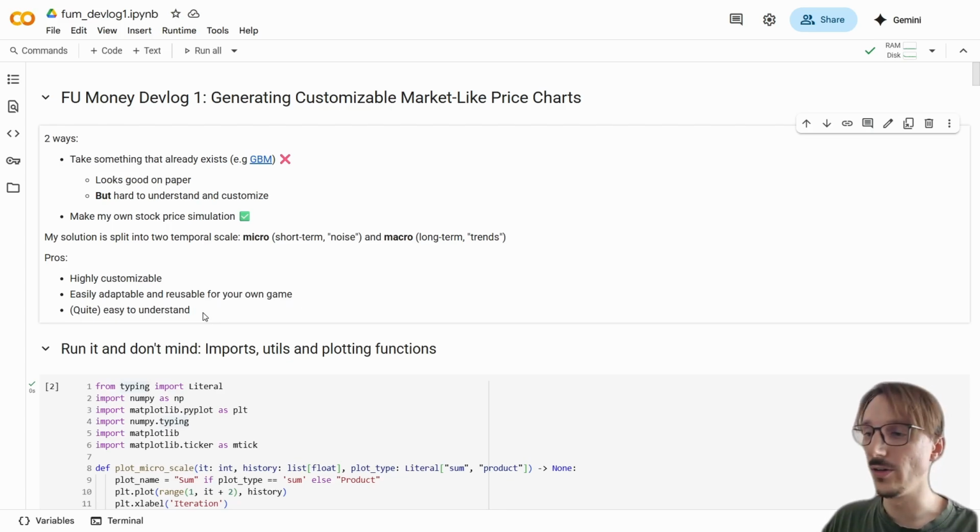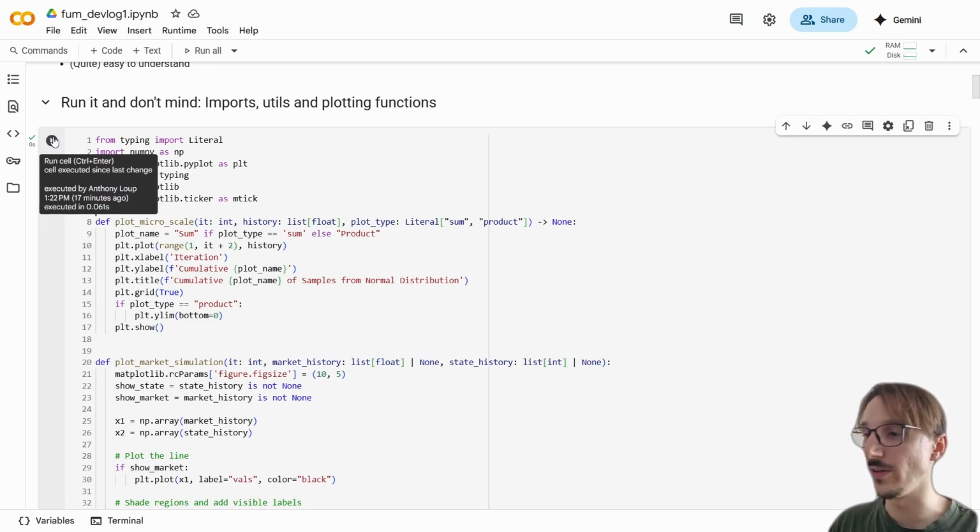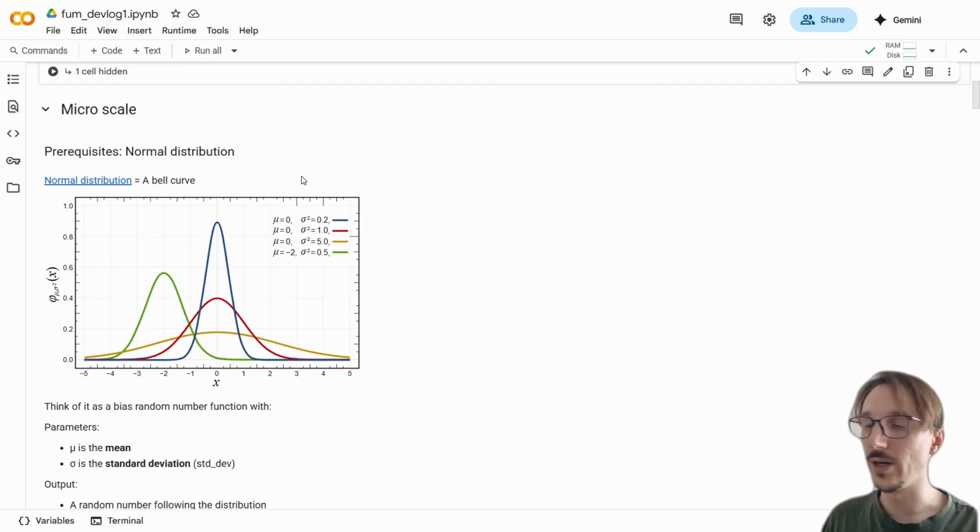And a quick note, this Jupyter notebook is available in the description. So if you want to play with it, go ahead. This first cell here is just about importing a library that I use and also defining some utility functions, like the ones to plot charts. So I will just run it and move on. If you're curious, you can look at it, but it's not the point of this video. And that brings us to the macro scale part.